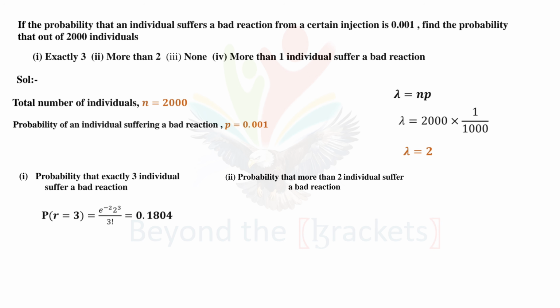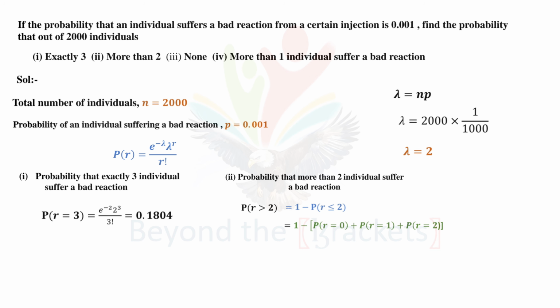In the second case, the probability that more than 2 individuals suffer a bad reaction is given by P of R greater than 2. Direct calculation would require probabilities from 3 to 2000, which would be very lengthy. Therefore, we use the complement rule to write it as 1 minus P of R less than or equal to 2. This can be written as 1 minus P of R is equal to 0 plus P of R is equal to 1 plus P of R is equal to 2.